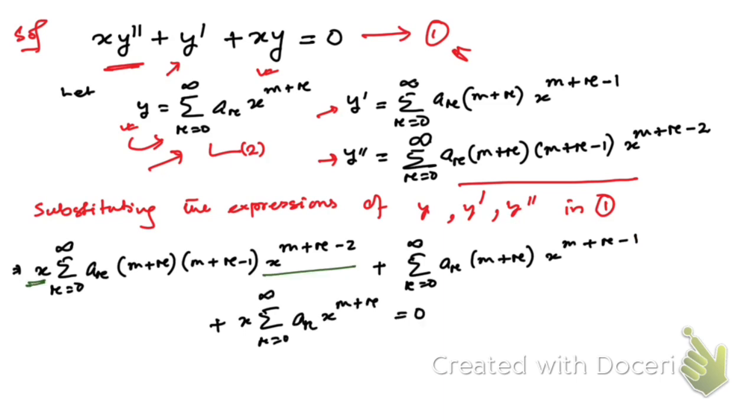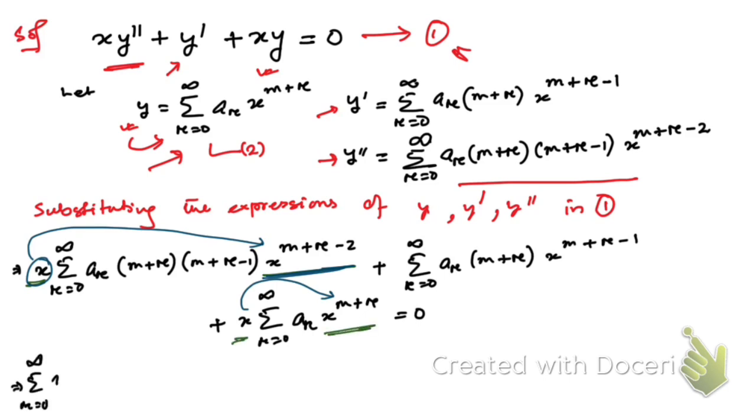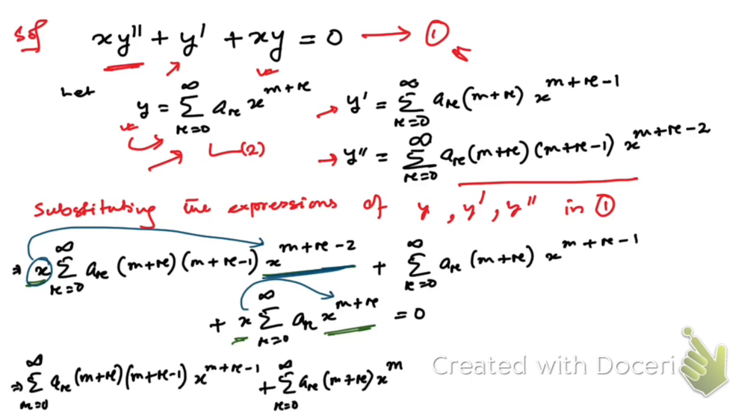Now you can take common. First multiply x with this expression, then this will be m plus r minus 1, on multiplication of x with this. I hope you have understood this. Similarly, we're going to multiply x with this, and then we get this result.